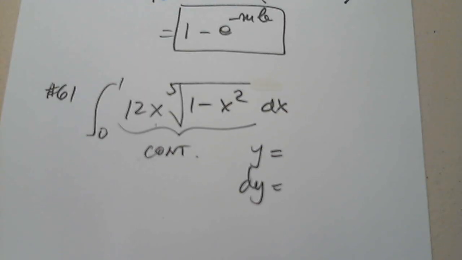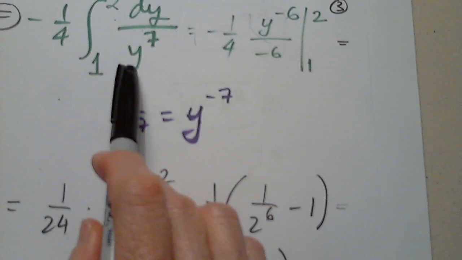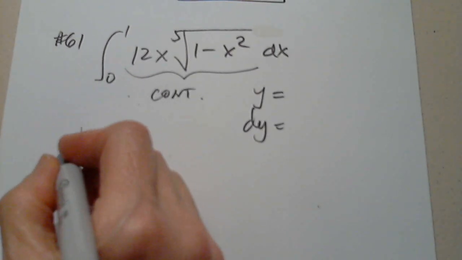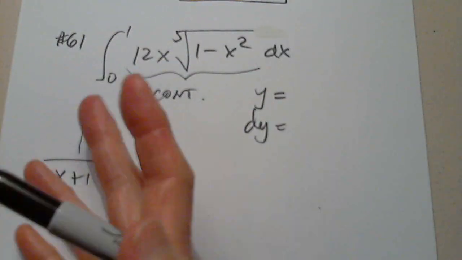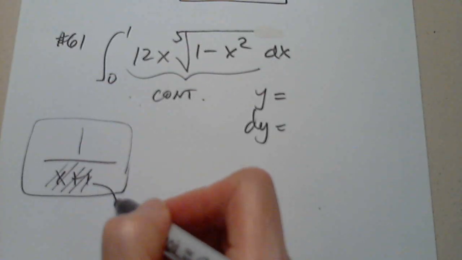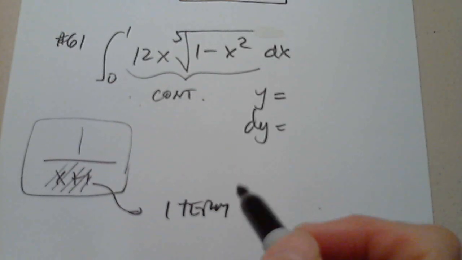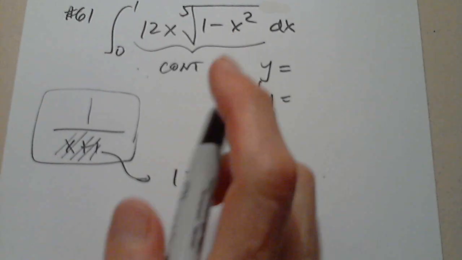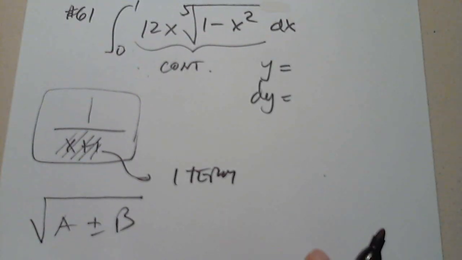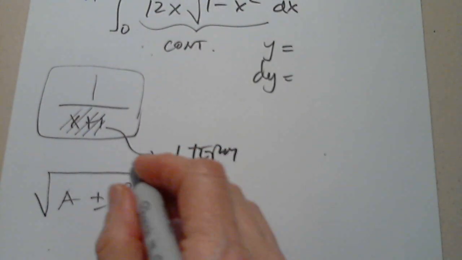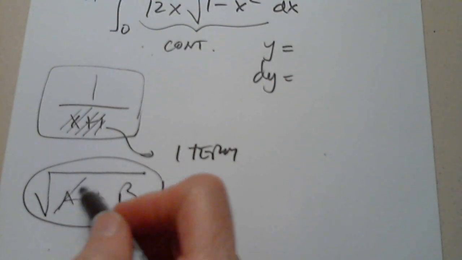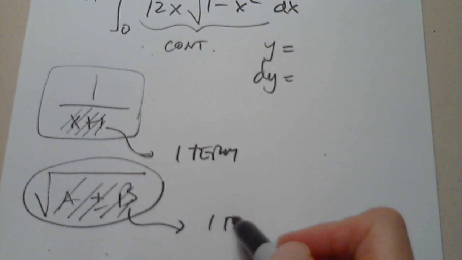See, on the previous example, the problem was in the denominator. Why the problem was in the denominator? Because 1 over x plus 1 cannot be simplified in any way, shape, or form. So I want to somehow change this into one term. And that's what we did. Here, I have a different problem. Any root of a plus or minus b is fixed. No one can simplify this in any way, shape, or form. So I would prefer this again to be one term.